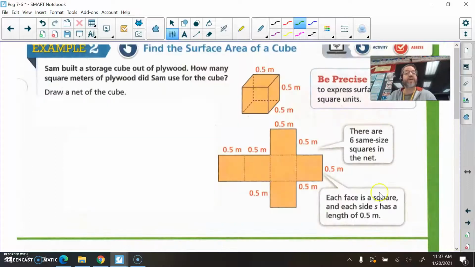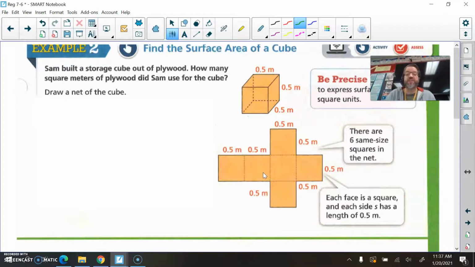All right, let's look at another example here. Sam built a storage cube, a cube out of plywood. How many square meters of plywood did Sam use for this cube? Okay, and so it's a 1/2 meter by a 1/2 meter by a 1/2 meter. It's a cube. You can lay it out like a net like this.